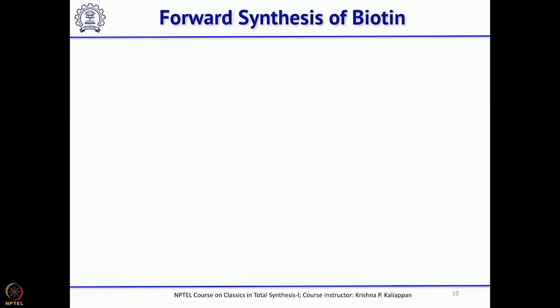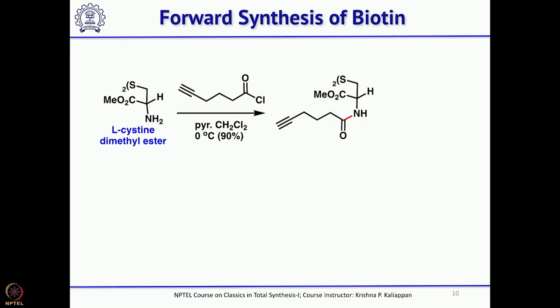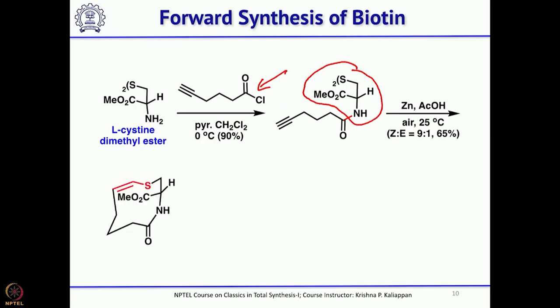So now let us see how the Roche group synthesized biotin. They started with L-cysteine dimethyl ester, then acylated to get this compound. You should know that this is a dimer, with an S-S bond. You can cleave the S-S bond with metal. For example, if you use zinc and acetic acid, that S-S bond will cleave and you will get the corresponding SH. The SH spontaneously will add to the triple bond.